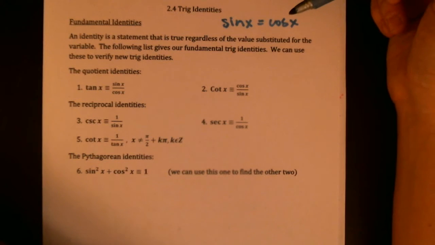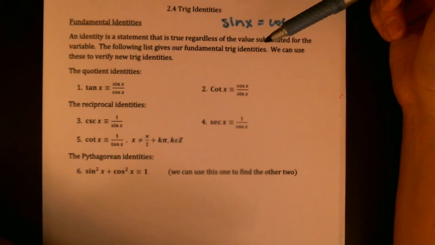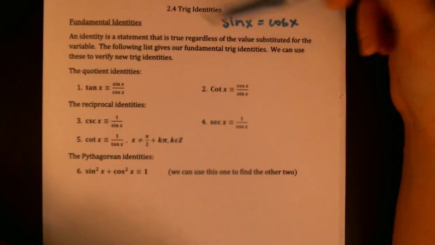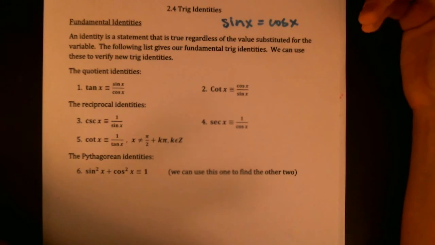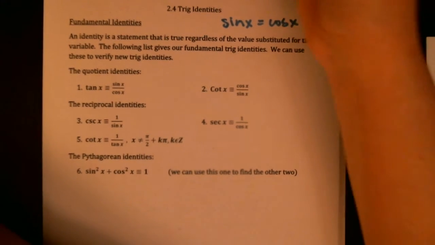So we want to take statements involving trig functions and decide whether or not they are identities, decide whether or not they're true for all x. The way we'll do that is by using our fundamental identities and by trying to turn the statement that we've got back into something that's clearly an identity, like 1 equals 1. So that's going to be our goal.